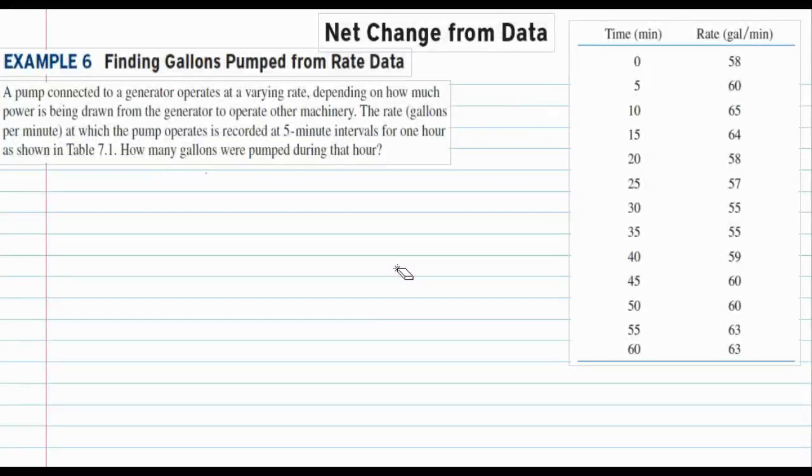This is the screencast for section 7.1, example 6. Again, we're going to find a cumulative total of something using integration. This one says a pump connected to a generator operates at a varying rate.